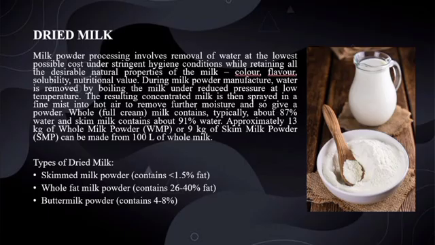The resulting concentrated milk is then sprayed like a fine mist into hot air to remove further moisture and produce fine powder. Usually, whole milk, that is, full cream milk, contains about 87% water, and skim milk contains 91% water. Approximately 13 kgs of whole milk powder or 9 kgs of skim milk powder can be made from 100 liters of milk. There are different types of milk powder: skimmed milk powder contains less than 1.5% fat, whole fat milk powder contains 26 to 40% fat, and buttermilk powder contains 4 to 8% fat.